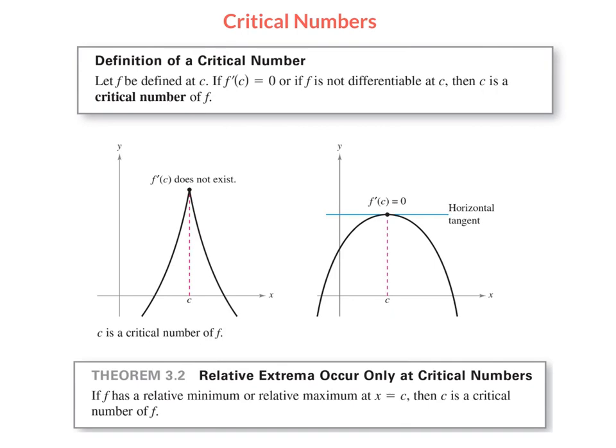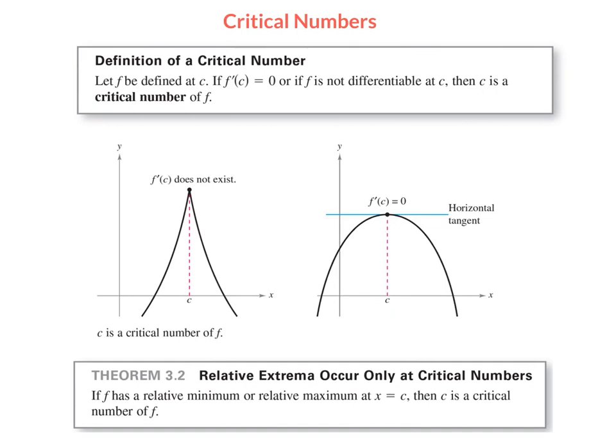So that's when I have a function f, and if I take the derivative and I plug in some value c along the x-axis, and if I plug that into the derivative and it equals 0, like we had in some examples, or the original function is not differentiable at that point, then c is a critical number of f.